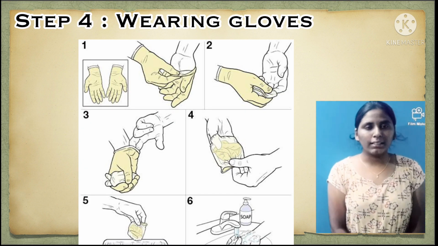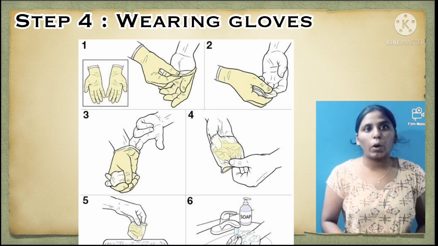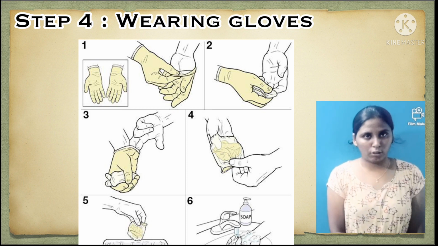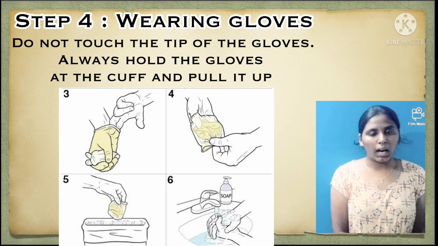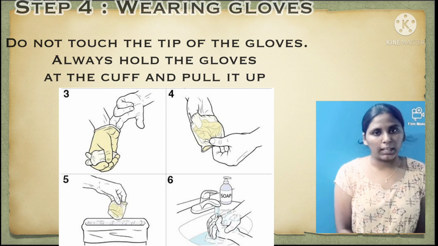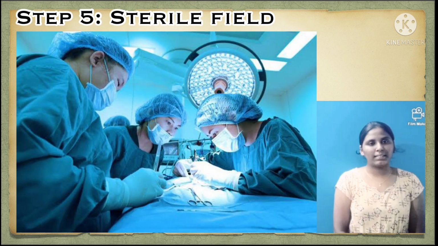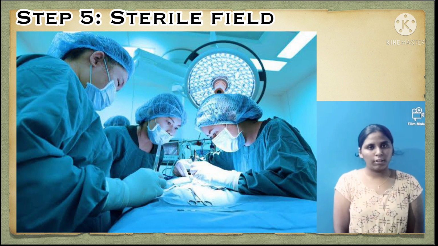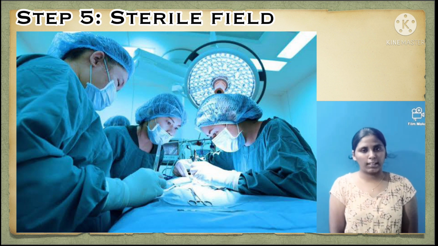Step 4. Wear gloves. Pick up the glove for the dominant hand by touching the inside cuff of the glove. Do not touch the outside of the glove. Pull the glove completely over the dominant hand. Step 5. Sterile field. Don't cough, sneeze, or laugh over the sterile field.